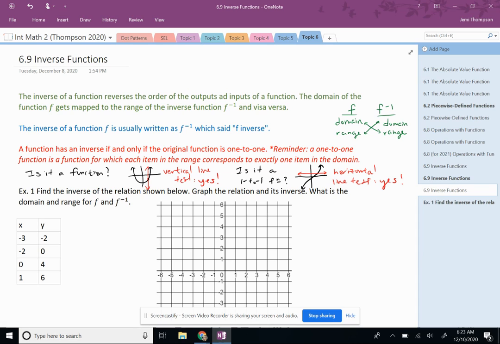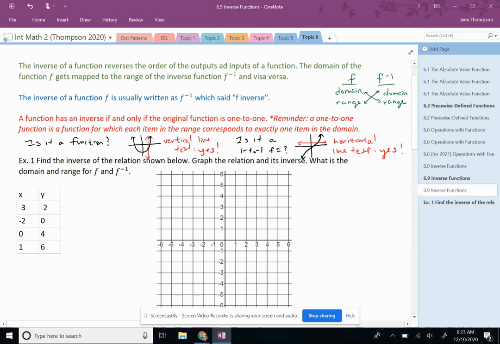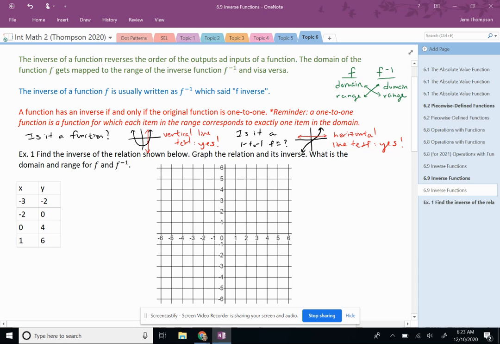Example 1: find the inverse of the relation shown below. Graph the relation and its inverse. What is the domain and range for the function and its inverse? This is a 3-part question. The first part says find the inverse of the relation shown below.